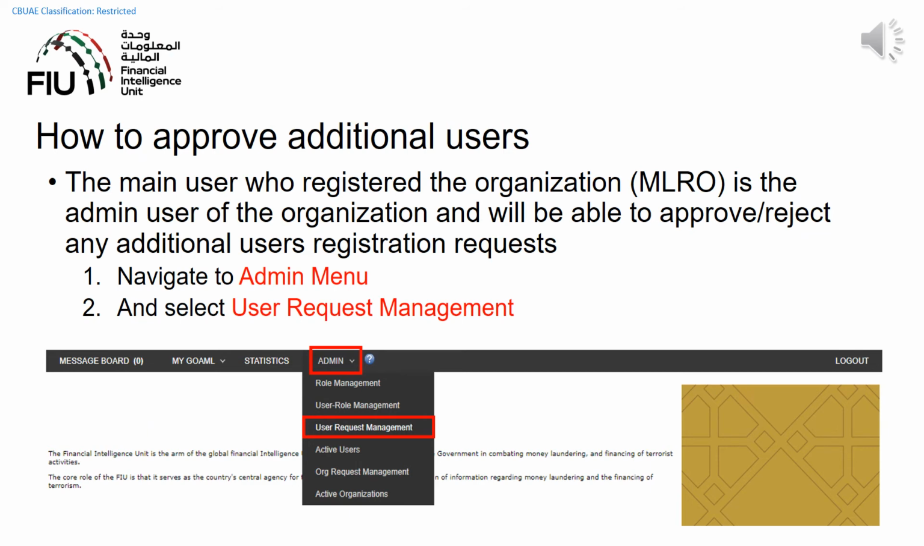How to approve additional users. The main user or the registering person of the organization, that is the person who registered the organization the first time or the MLRO, is the admin user of the organization. He will be able to approve or reject any additional users' registration requests. To do that, the MLRO will need to navigate to the admin menu and then select User Request Management.